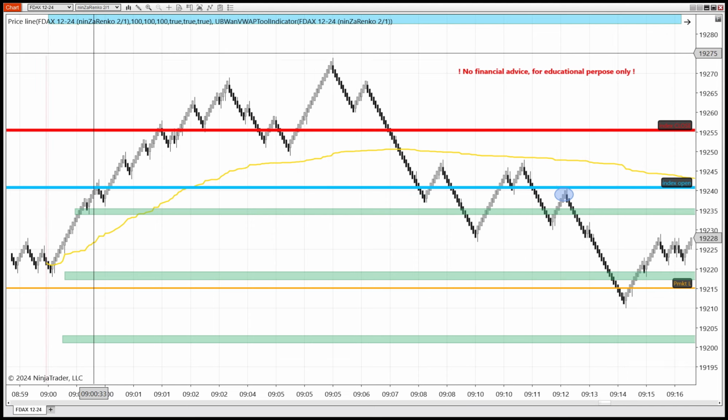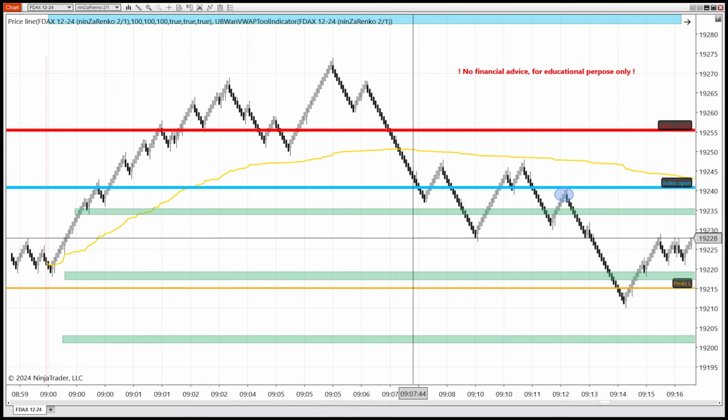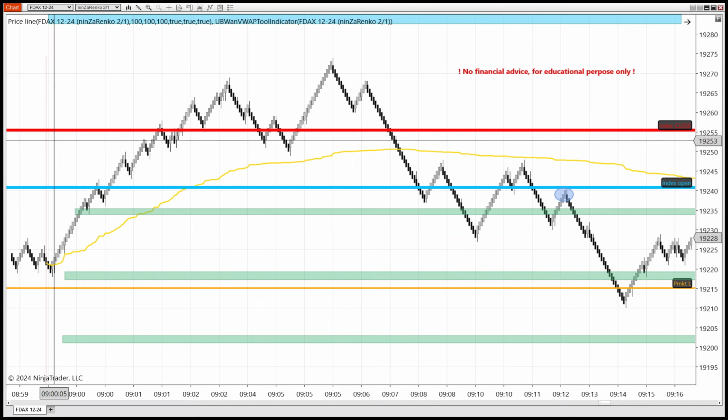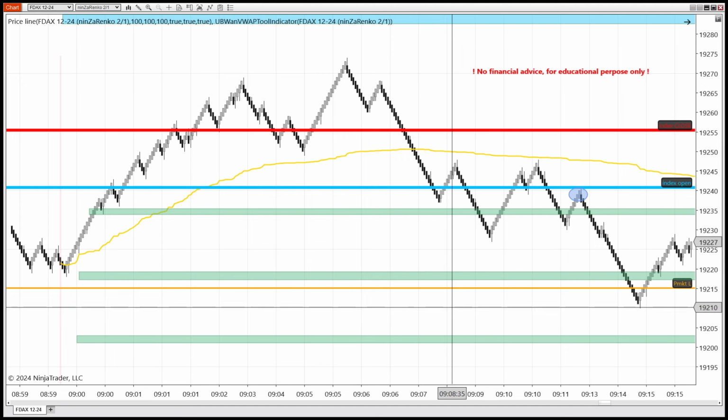This is a renko chart with the DAX futures, the $25 per tick. There's also a $5 per tick DAX futures chart and a $1 per tick futures chart, so you can choose what to trade. Here are the setups for this London session. We had a very nice breakout.